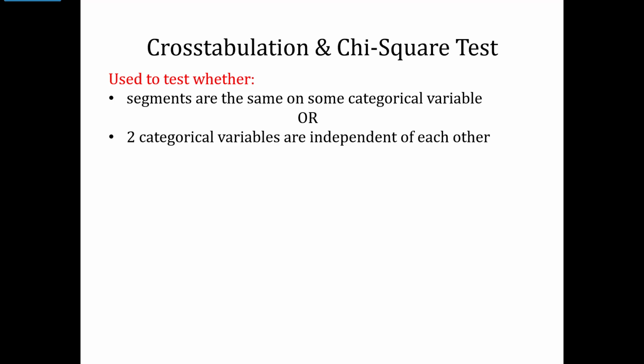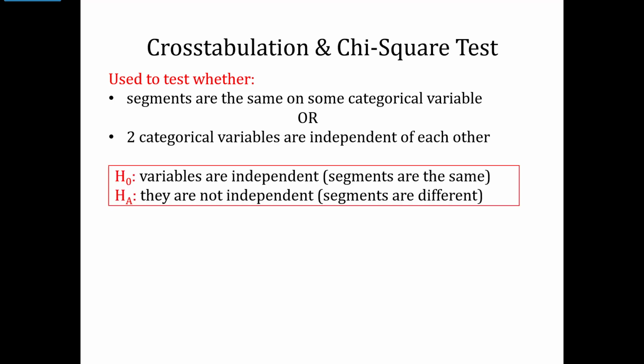Since the variable that defines the segments is categorical, that is equivalent to testing whether the two categorical variables are independent of each other. That is, if there is no difference between the segments, the segmentation variable is unrelated to the other variable. So our H0 is that the variables are independent. The alternative is that they are not independent. We use a chi-square test statistic.